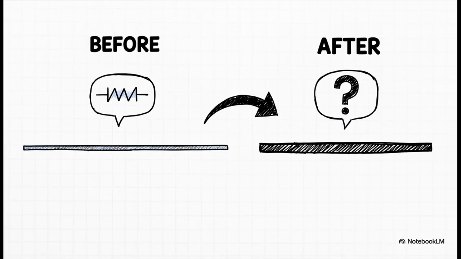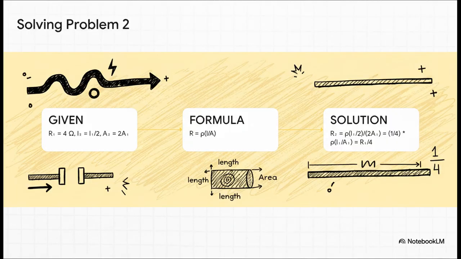Okay, you ready to level up? Let's try a trickier one, based on example 11.6. This really tests if you understand the factors. We have a wire with 4 ohms of resistance. Then we chop its length in half and double its thickness. What's the new resistance? Okay, let's break this puzzle down.